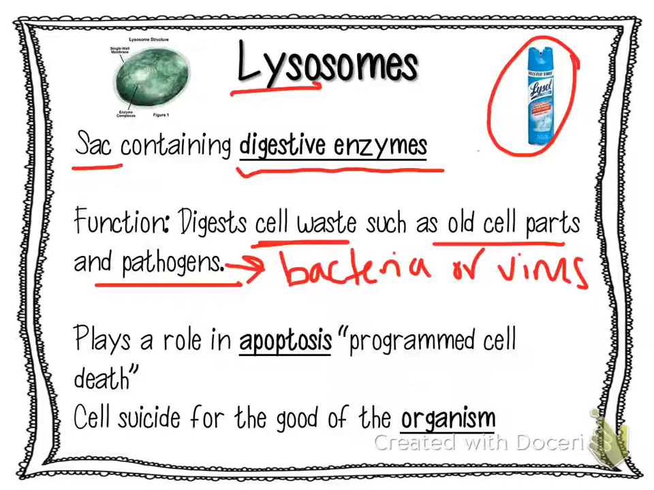Now, the lysosome can also play a role in what we call apoptosis, and this is programmed cell death. This is basically when there's something tragically wrong inside the cell, and the cell needs to die so that the rest of the organism does not become affected. This is cell suicide for the good of the organism. This could be like a rogue cell whose DNA has a mutation in it, and if this cell continues to grow and replicate, it could develop into cancer. So apoptosis is one of the safeguards that our body naturally has to prevent bad cells from living in our body.